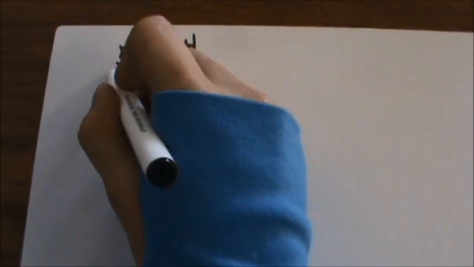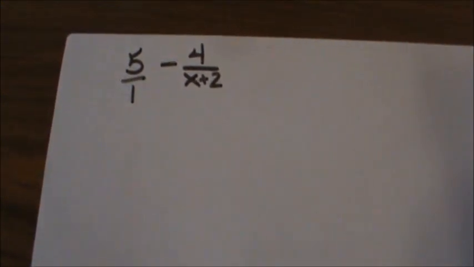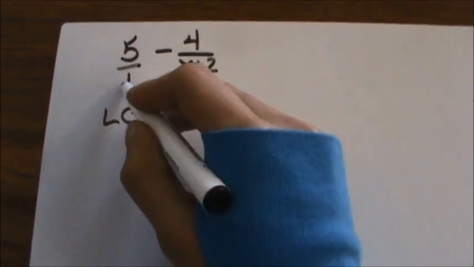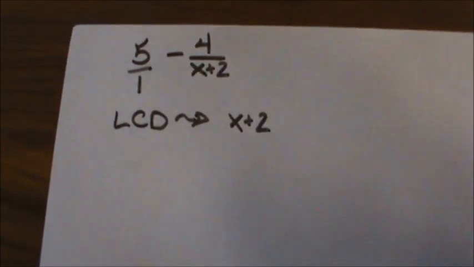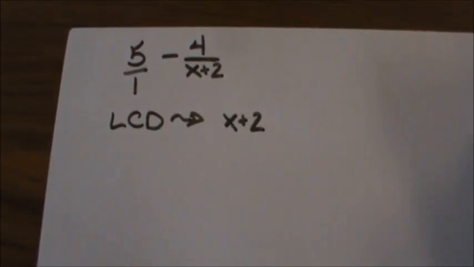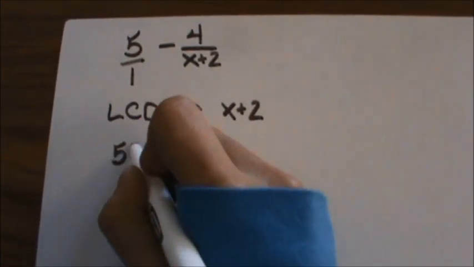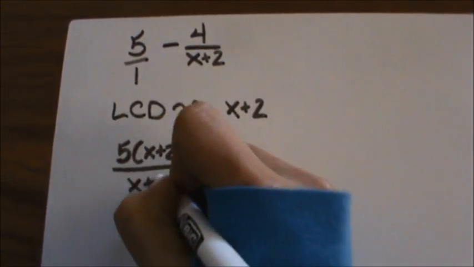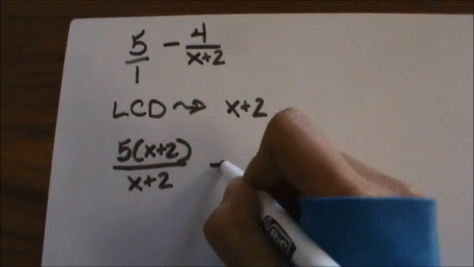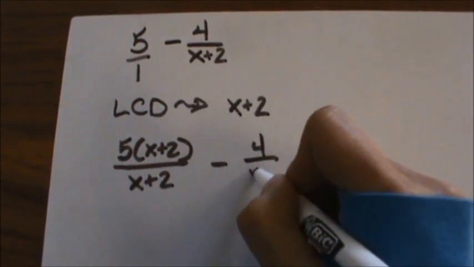All right, now I need to subtract these two. First thing I'm going to do is make sure they are both fractions. Then I look for my LCD. Since this is just a 1, this is the denominator that I'm looking for. I need to make sure both fractions have a denominator of x plus 2. So this first fraction needs to be multiplied by x plus 2 on the top and bottom. This one is absolutely fine the way it is.